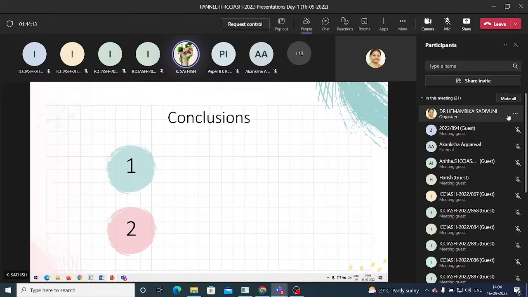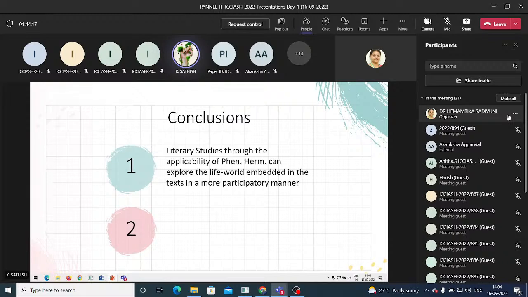So, if we use phenomenological hermeneutics in the interpretation of these texts, then what happens is literary studies can explore the life world embedded in the text in a more participatory manner of the researcher also. The second advantage is that literary studies, through this methodology of phenomenological hermeneutics, can also explore more socially relevant topics from all areas of human existence.